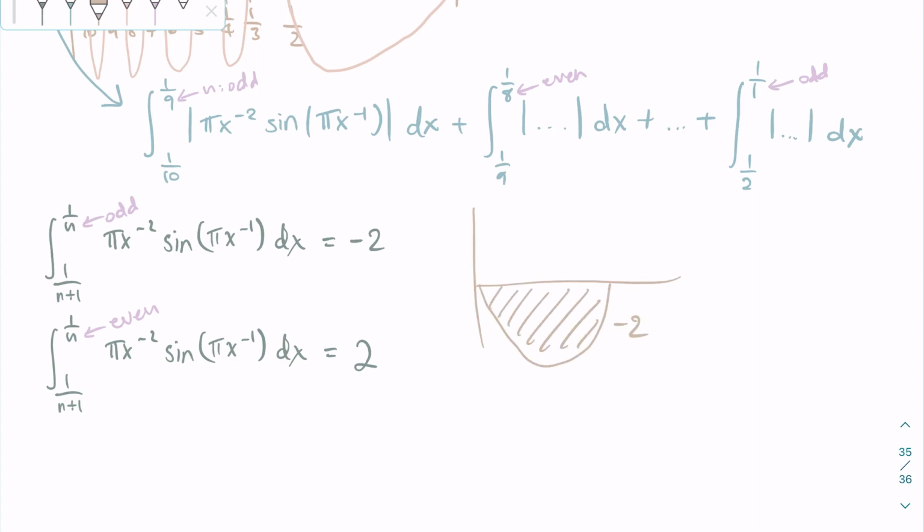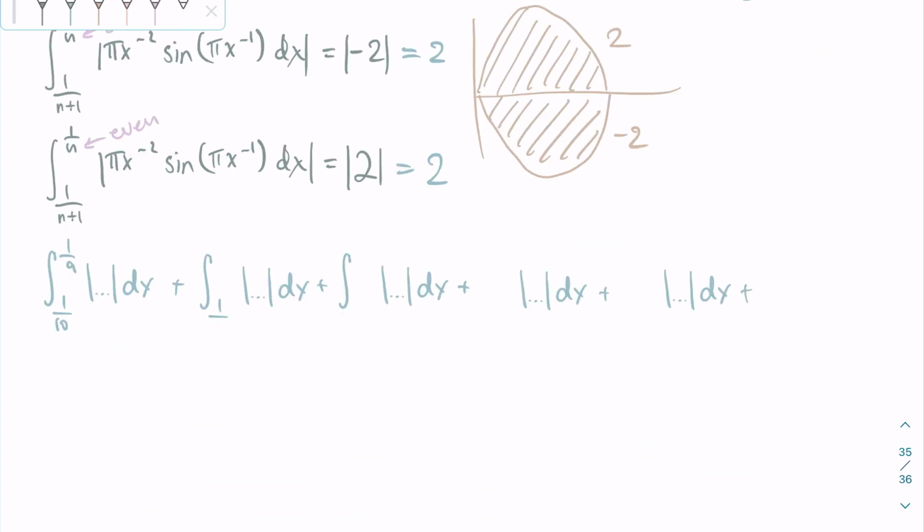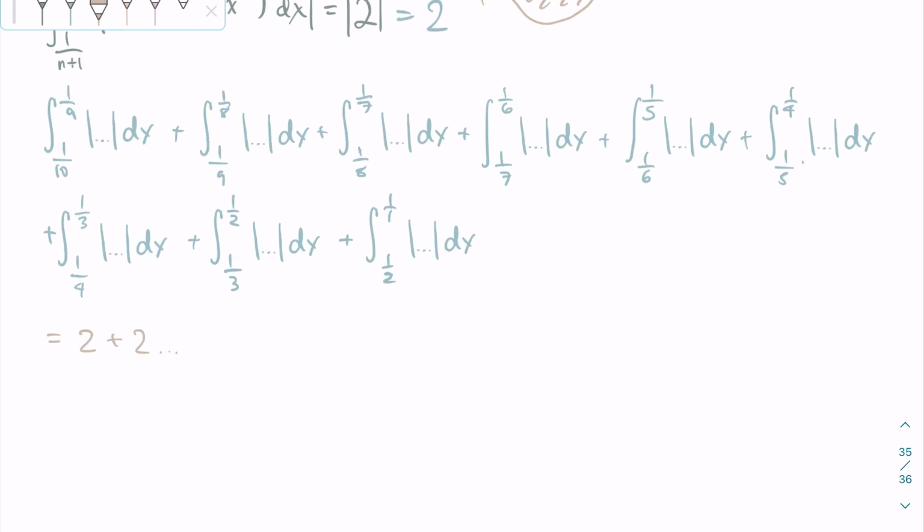The area under the curve of a negative function would be negative. If we take the absolute value of the function, the integral will become positive. So if we just take the absolute value of -2 and 2, we would get the integral of the same function, but the absolute value of it. We can rewrite the original integral as a sum of all these smaller integrals. In total, we have 9 integrals. Since we know that each of them is 2, the answer would be 18.